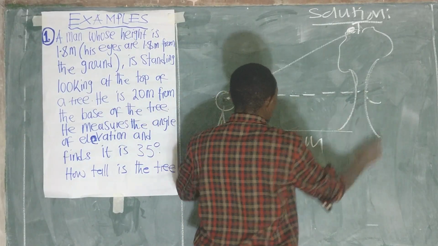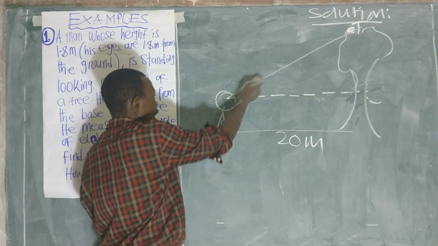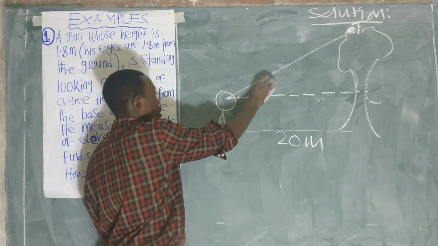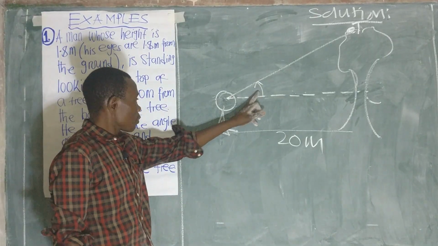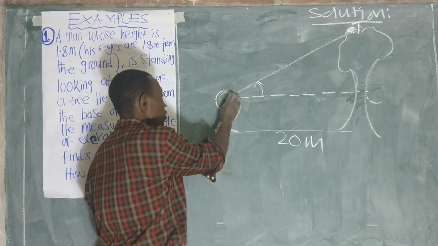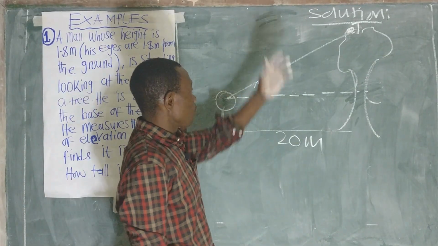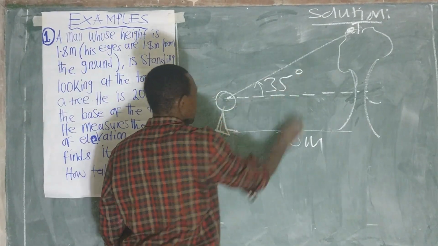So always should have a normal line of sight. The normal line of sight and the line that is used to see or observe what is on top of the tree form an angle. This angle is used to see something on top. It's more like this man is twisting his head upwards to see what is on the top. So this is the angle of elevation, and it is indicated as 35 degrees.